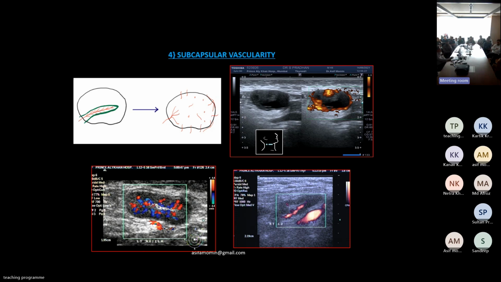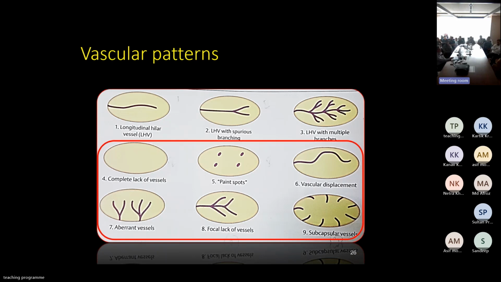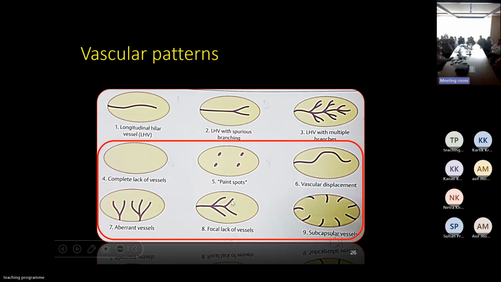There are patterns by which you can decide whether a particular node is going to have a single vessel or branching vessels, depending on the sensitivity of your machine. But we should know that nodes with multiple branches are common in acute lymphadenitis or lymphoma, and displacement occurs whenever there is an inclusion, and subcapsular vascularity occurs when there is neoangiogenesis. As against this, necrosis can be seen as a focal lack of vessels.